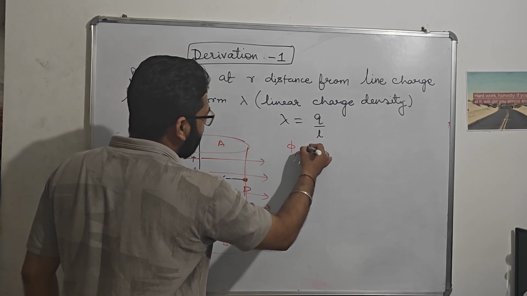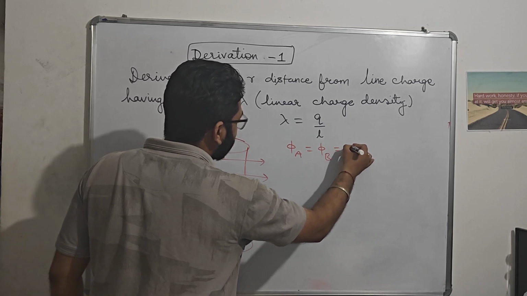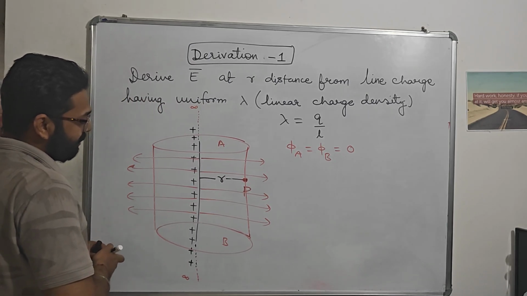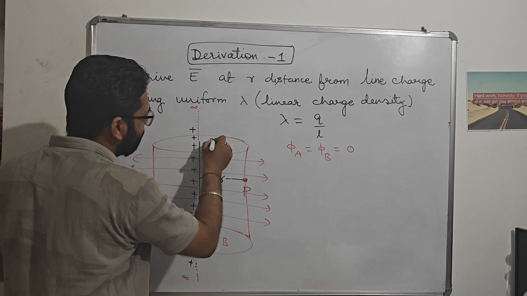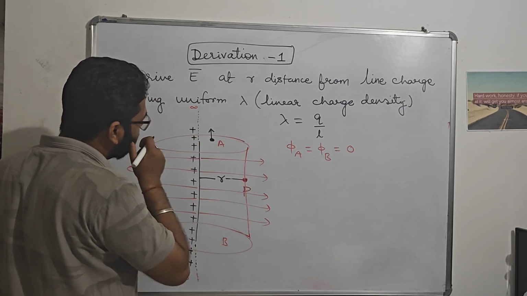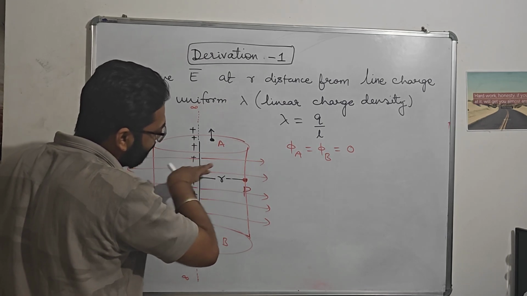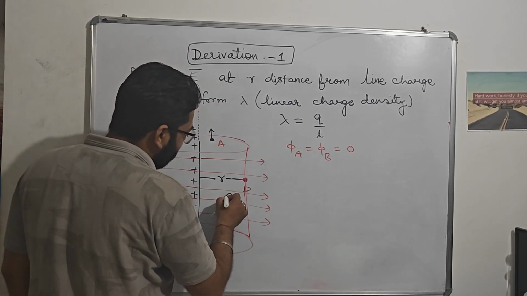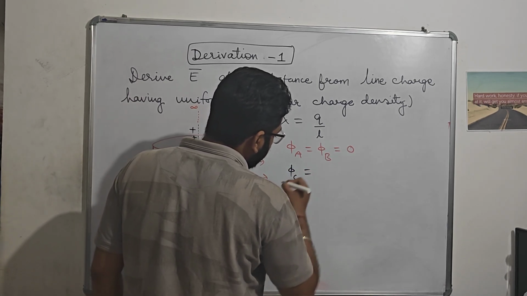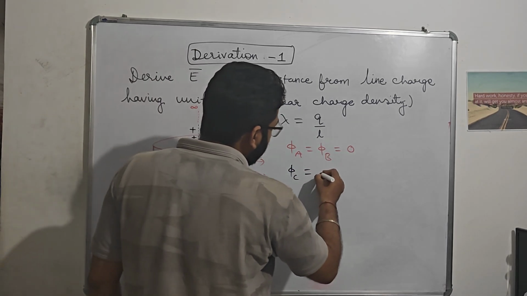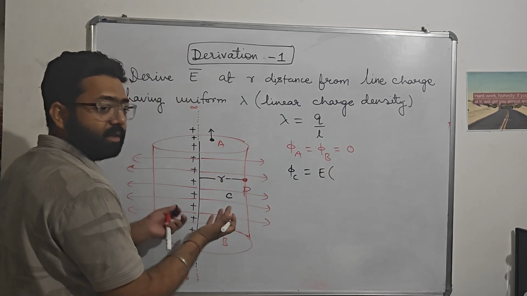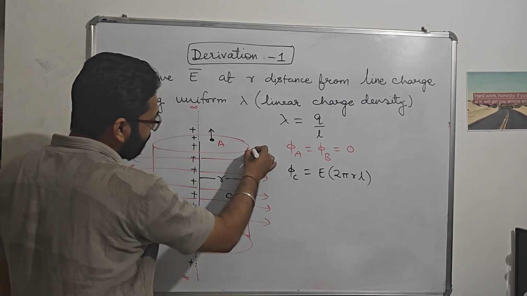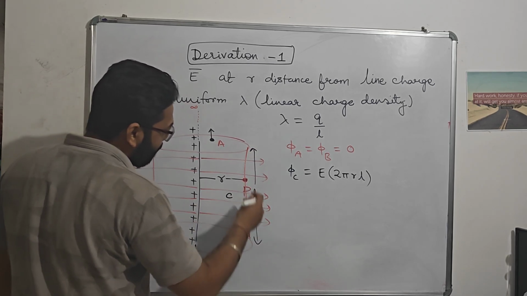So flux through the surface A is equal to flux through the surface B, and that is equal to 0, because these two surfaces have area vector perpendicular to the electric field. Now electric field is in this direction, so flux is 0. Now let's talk about flux through the surface C, which is the curved surface. Flux through the surface C will be electric field E and the curved surface area of the cylinder, that is 2 pi r L. Let's say this is L, the length of the cylinder.